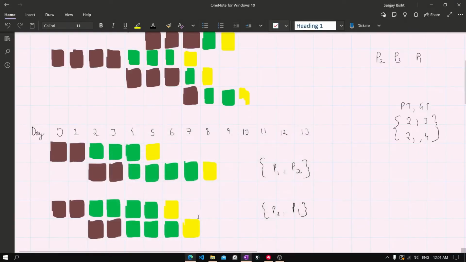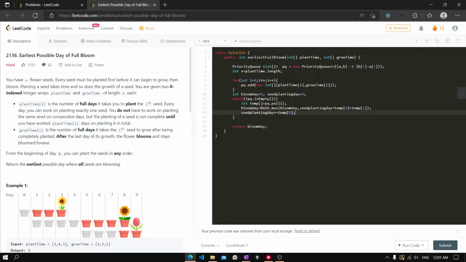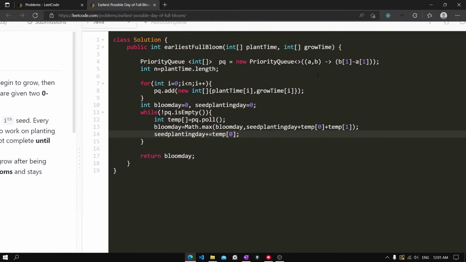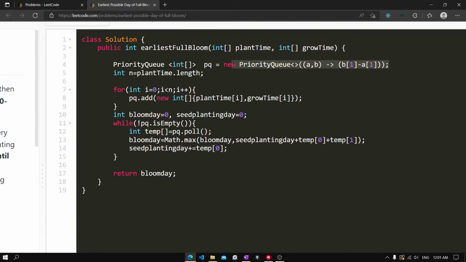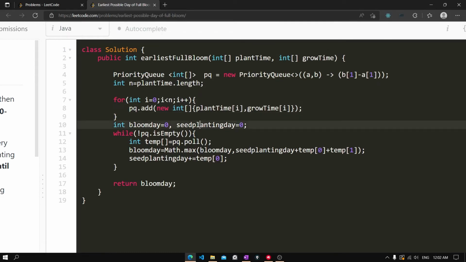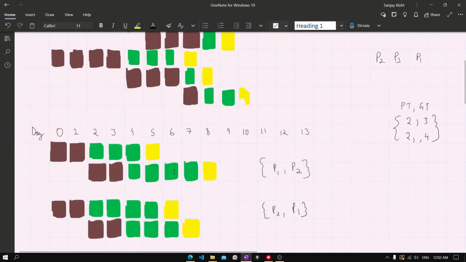Now that we have sorted by grow time, let's see what we can do. So this is the code for the question, and I'm taking a priority queue where we'll be adding the plant time and grow time, and it will sort automatically. So at the top we'll have the highest grow time. After that we have bloom day and seed planting day. So this is for calculating. Suppose, let me take one example.